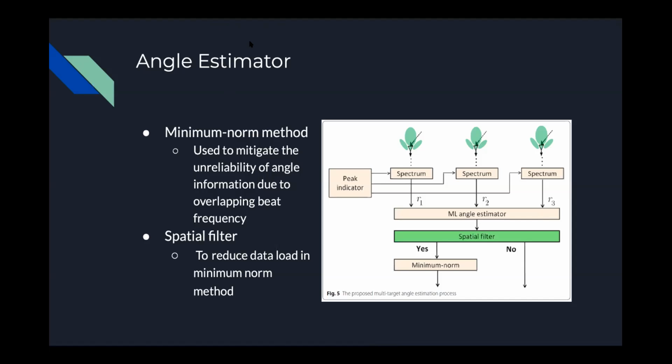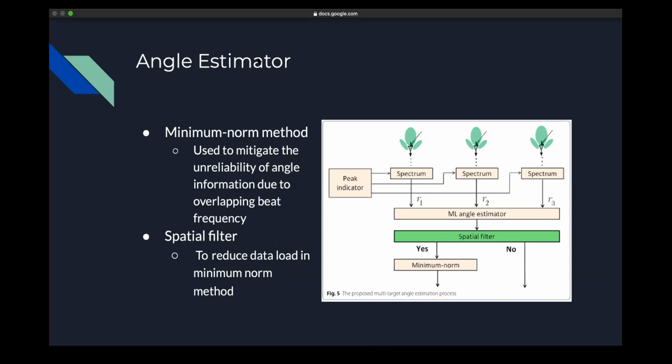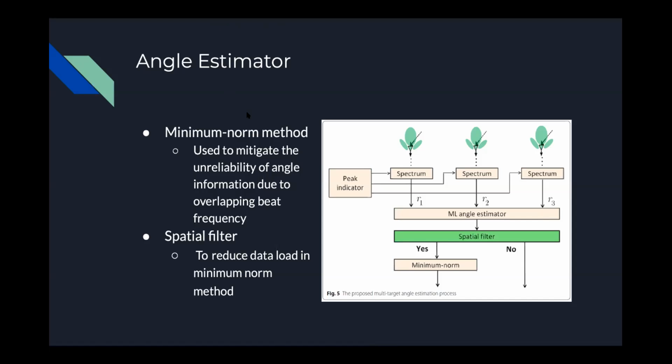without using this method, we'll get four different combinations of two beat frequencies. We can measure two ranges and two velocity values, but we don't know which corresponds to which. Then there will be four combinations. To eliminate the other two, we are using this ghost target method.